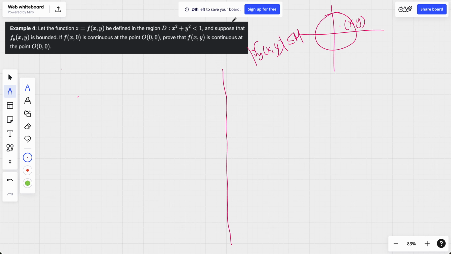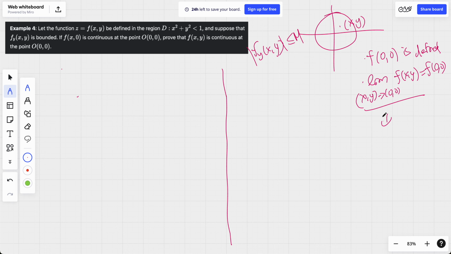a function is continuous at a point? So to prove that a function is continuous at a point, first you must prove that the value of that function at that point has to be defined, right? So f(0, 0) has to be defined. And second, you need to prove that the limit as the point x, y approaches that point of this function has to be equal to that function value at that point. So how do you prove this?